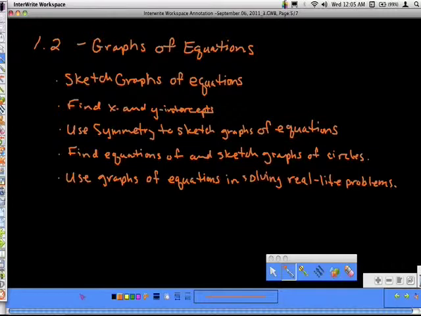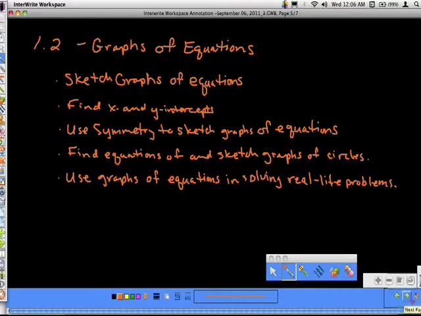The objectives of this section: you're going to learn how to sketch graphs of equations, going from very basic up to some other methods. You're going to learn to find x and y intercepts. We'll use some concepts of symmetry to sketch graphs of equations. And then we'll also find the equations of and sketch graphs of circles. And then we'll also use graphs of equations in solving real-life problems.